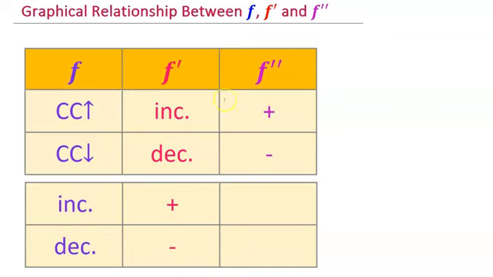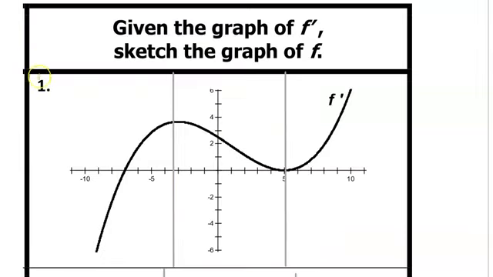Since we're given the graph of f prime, let's start with the f prime column of the chart. Let's divide the graph of f prime into intervals of increasing and decreasing. See how f prime is rising in this first interval? So f prime is increasing from here to here. It is decreasing from here to here, and it is increasing again from here on.